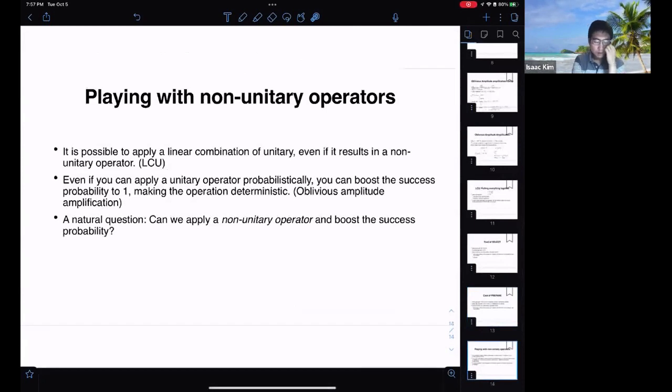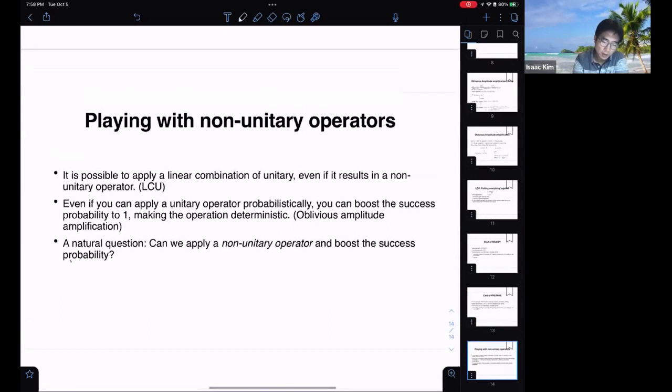Okay, so I think the important lesson from these LCU methods is that in quantum computing, you can actually play with non-unitary operators, and that can be beneficial in designing algorithms. And although the LCU in the form that I've told you is not optimal, there are better ways of doing what I've told you today. I think it is conceptually pretty nice.